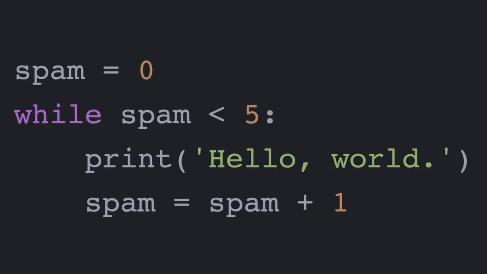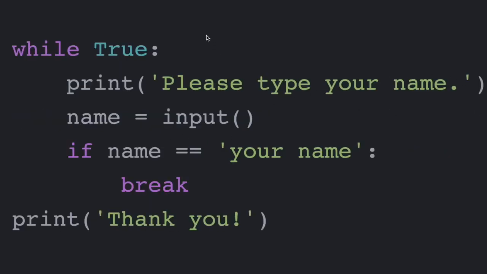And this is a loop. This is a while loop. So while spam is less than 5, it's going to keep running these lines of code over and over until spam is not less than 5, and then the code will stop running. Now if you do while true, that means it's going to continue doing this forever. But if it hits a break statement, then it's going to break out of the loop and then go to the line underneath the loop. The indentation shows which lines of code are within the loop.